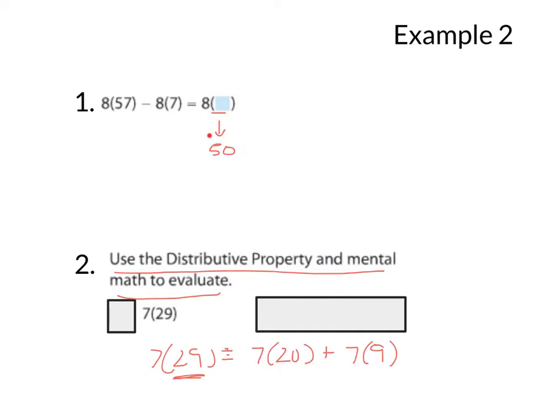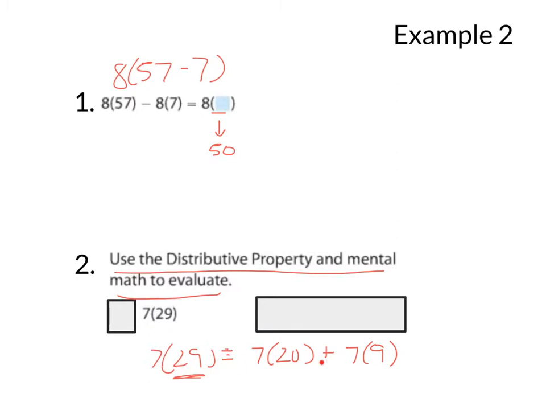So let's look up here first. How did I know this was 50? Well, I did 8 times 57 minus 8 times 7 is the same as, is equal to 8 times 50. That's because I looked at the numbers in the parentheses. I could make it like this right here, and I know that 57 minus 7 is 50. That was using the distributive property.